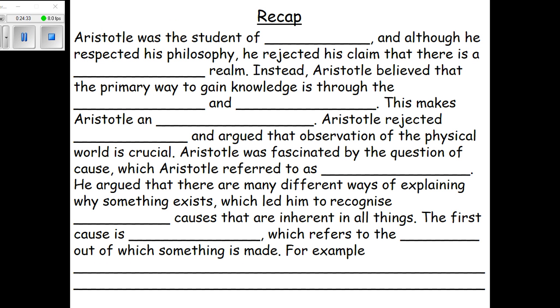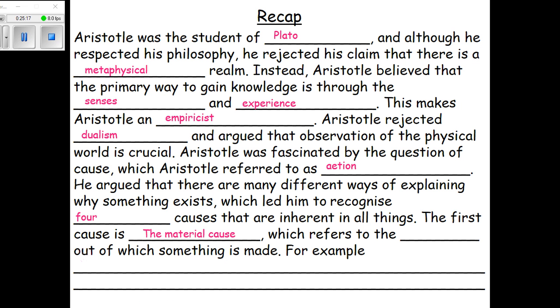So a quick recap. Aristotle was a student of Plato, and although he respected his philosophy, he rejected his claim that there is a metaphysical realm above the physical. Instead, Aristotle believed that the primary way to gain knowledge is through the senses and experience. This makes Aristotle an empiricist. Aristotle rejected dualism and argued that observation of the physical world is crucial. Aristotle was fascinated by the question of cause, which he referred to as aetion. He argued that there are many different ways of explaining why something exists, which led him to recognize four causes that are inherent in all things.